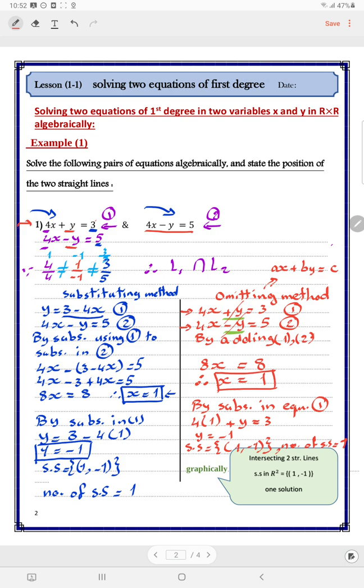Here the answer in the first method, using the substituting method, the solution set is (4, negative 1), and also using the omitting method (4, negative 1), and the number of solutions here is 1 and here 1. And also in the previous session, using the graphical method, the answer is the same. So if I solve graphically, or algebraically by the substituting method or omitting method, the answer will be the same. Okay, now let's see another example.